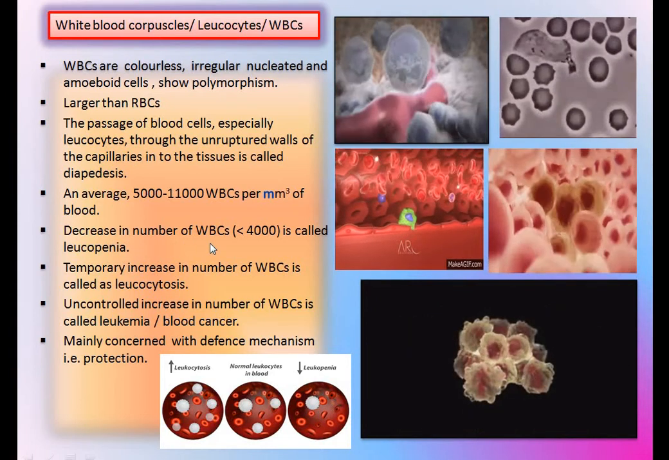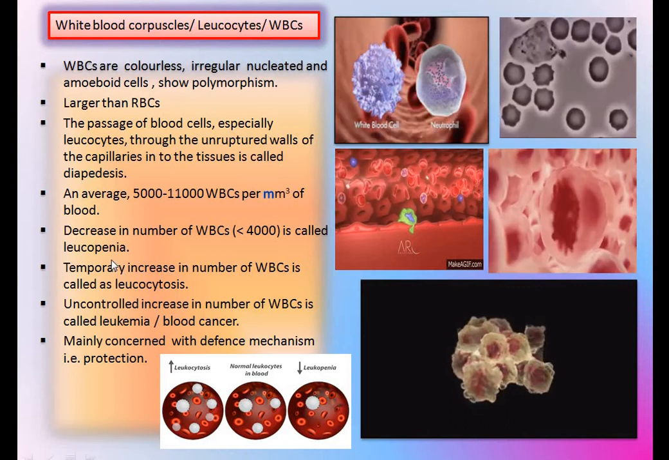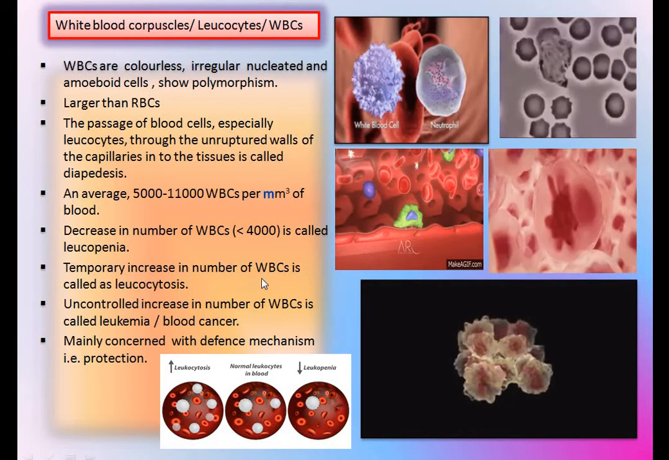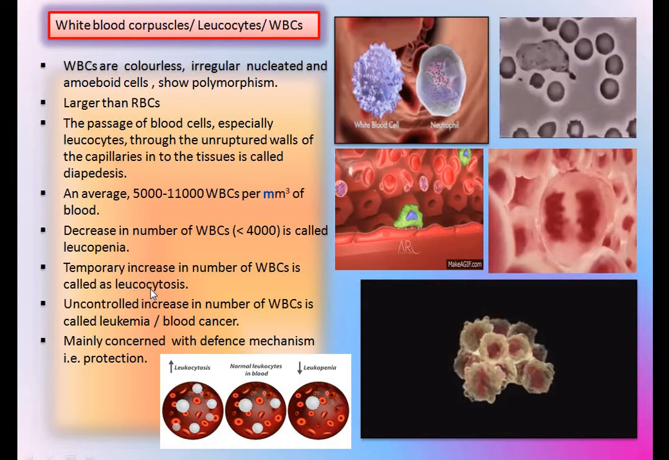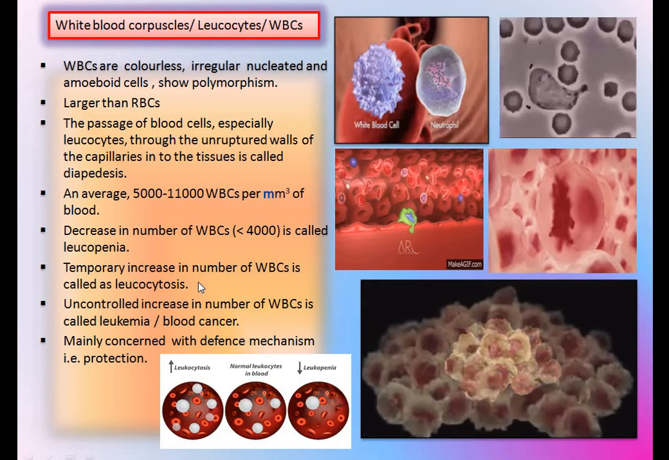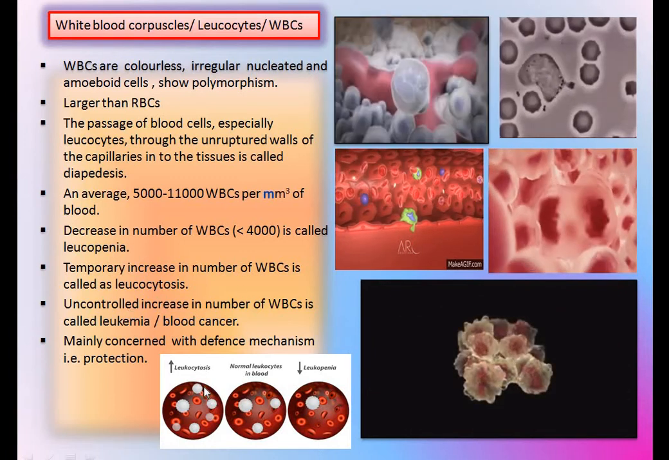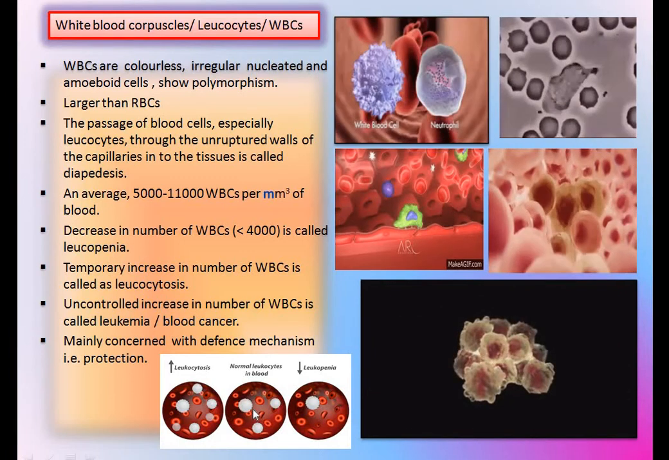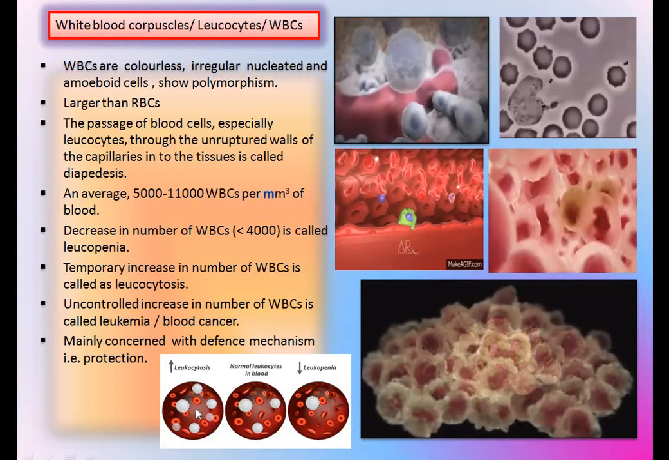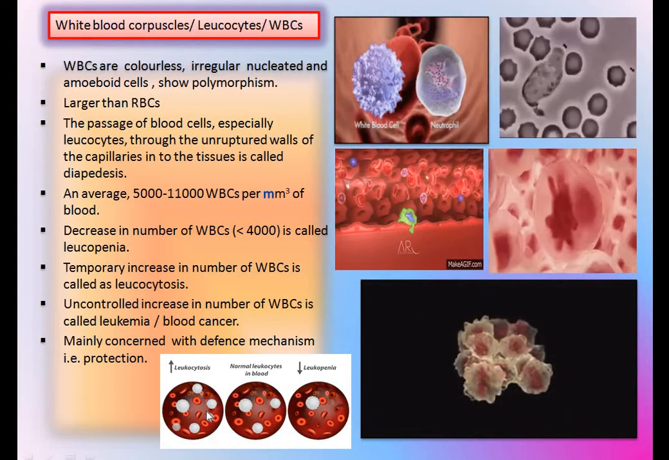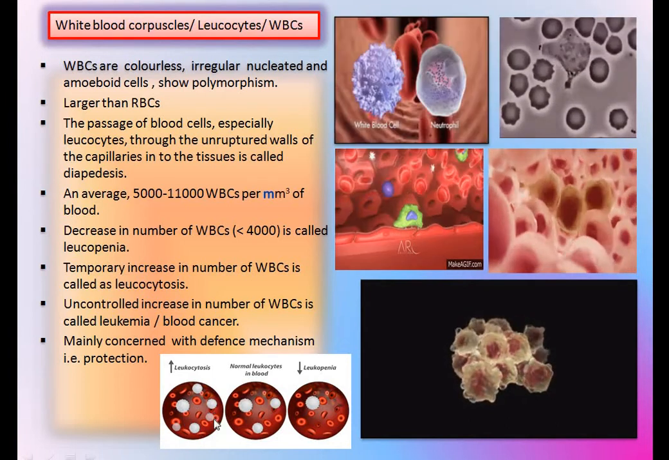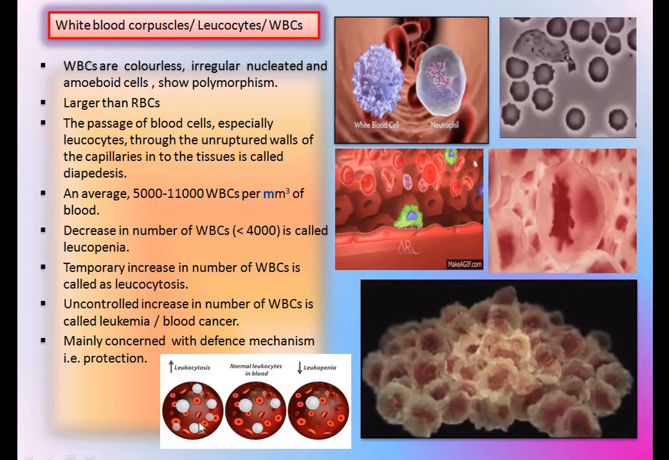A decrease in number of WBCs is called leukopenia. Then a temporary increase in number of WBCs is called leukocytosis. This is the figure. See in this figure, this condition is called leukocytosis. That means a temporary increase in number of WBCs.